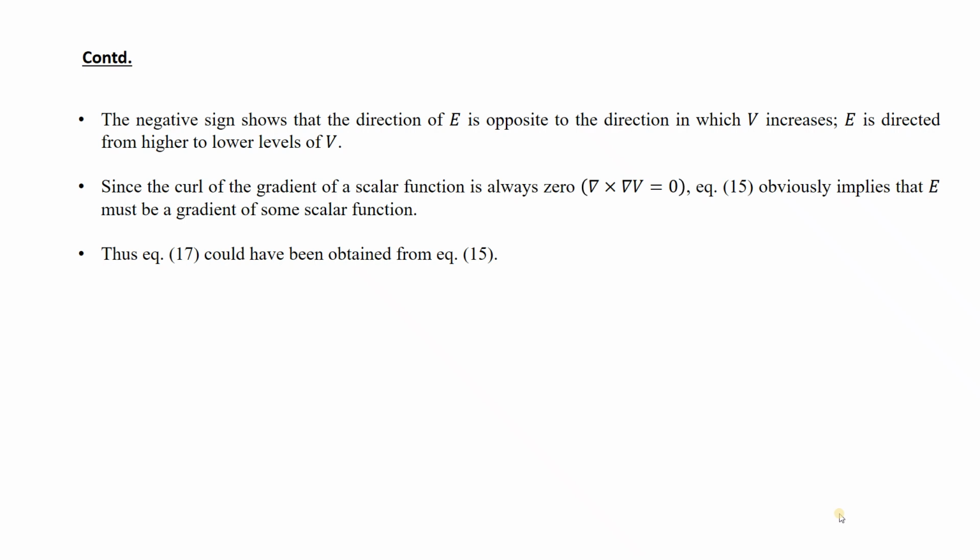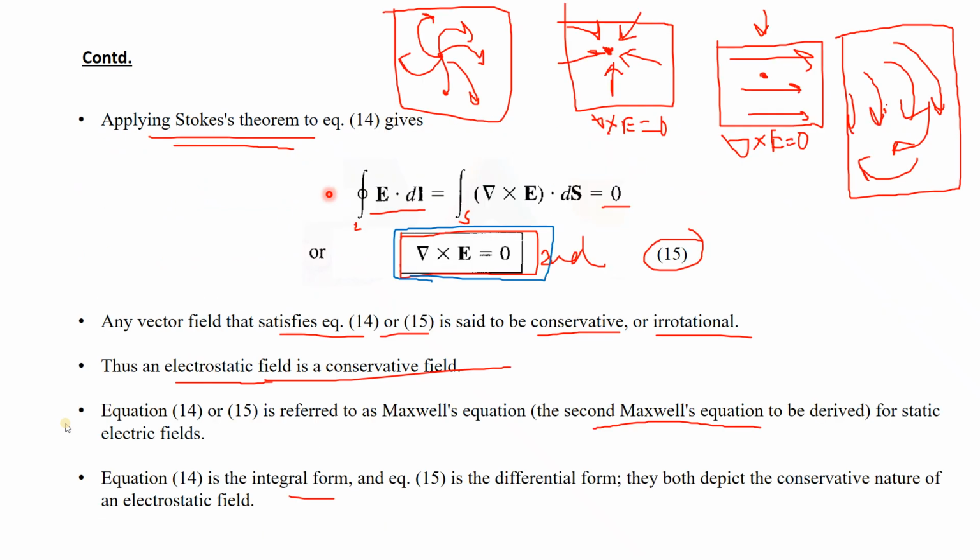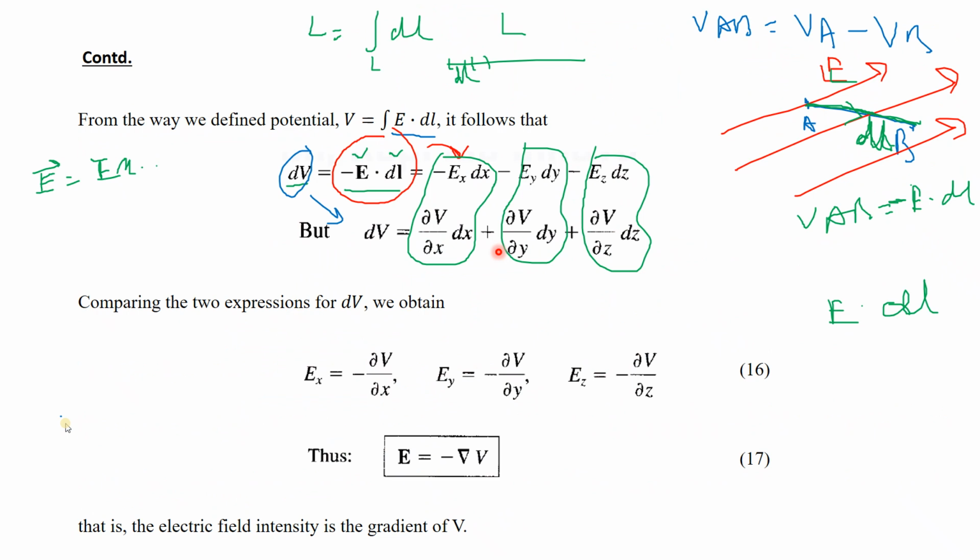Since the curl of the gradient of a scalar function is always 0, it is obvious that E must be the gradient of some scalar function. Coming to this second point, we have known that curl of E is 0. We know this. Curl of E is always 0 because E is irrotational, or conservative. The electric field is conservative. It cannot rotate, so you will not find curl. It is always a straight line. So this is known to us. If E is a straight line, then obviously curl will be 0. There is no argument.